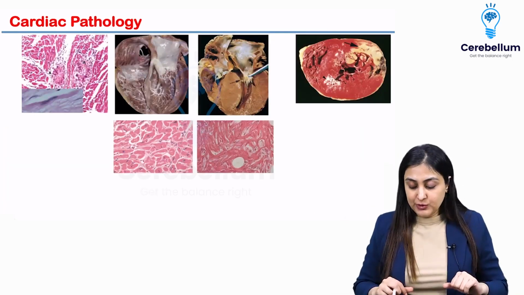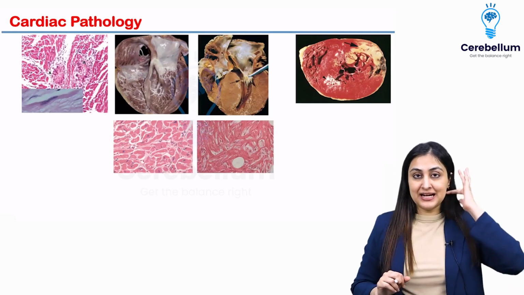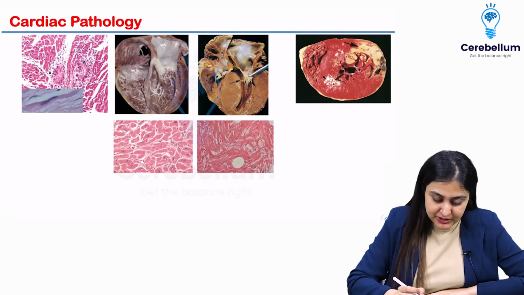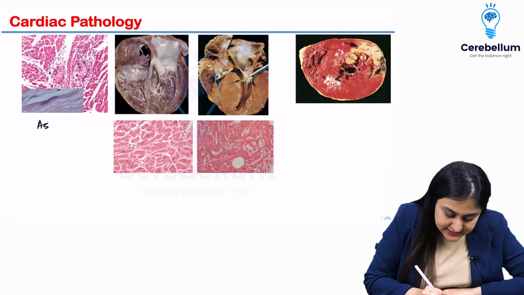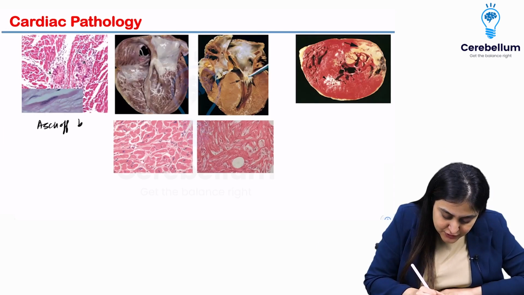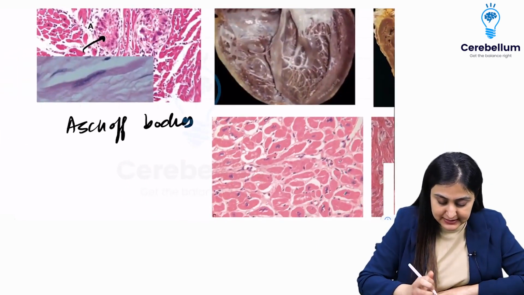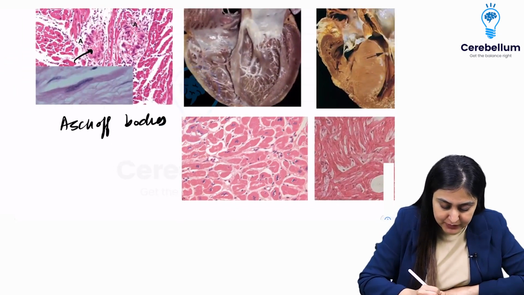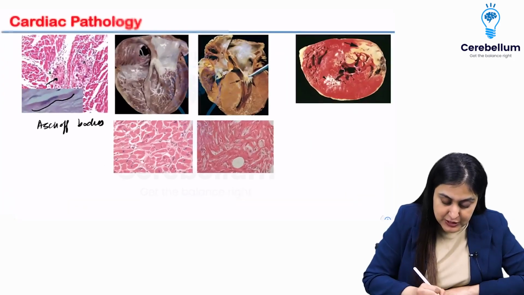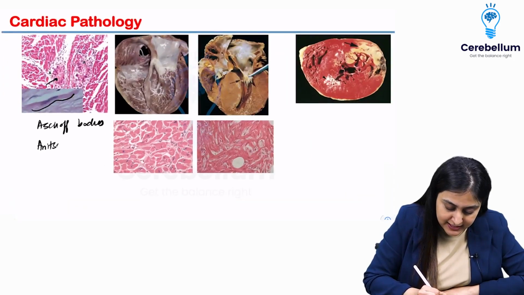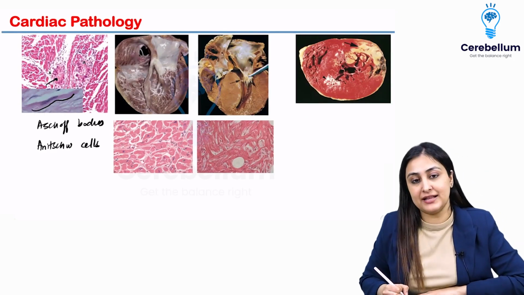Okay. A few images from pathology that we want to wrap up. In the first image, what we are seeing is known as the Aschoff bodies. These are Aschoff bodies that you're seeing, and the kind of cells that you can see are these caterpillar cells. Look at how they look like a caterpillar. This is what is known as the Anitschkow cells. So these are your caterpillar or Anitschkow cells.